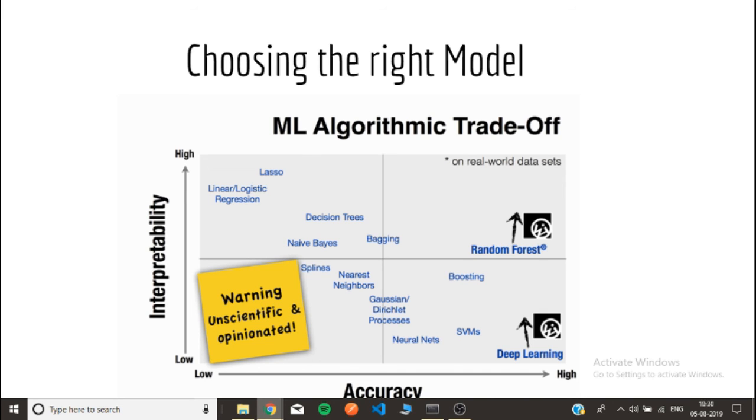We have now seen various models that we can have in ML, but what to choose when? This graph is an ML algorithmic trade-off graph between interpretability and accuracy. The whole point of this graph is to tell you that various models are good in various conditions. But this graph is purely unscientific and opinionated. So it's better to try and understand a problem and then choose the right model.